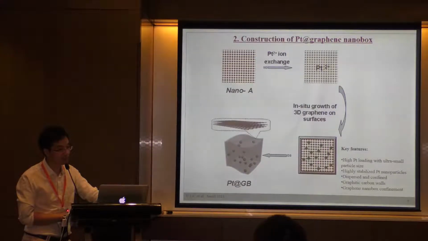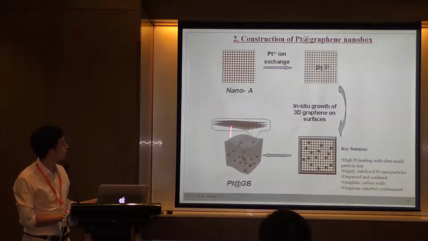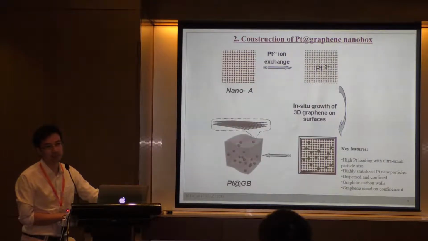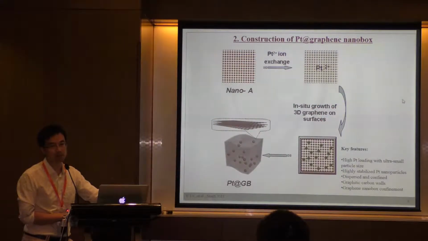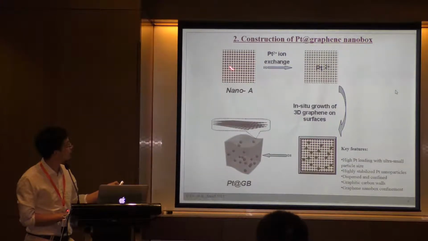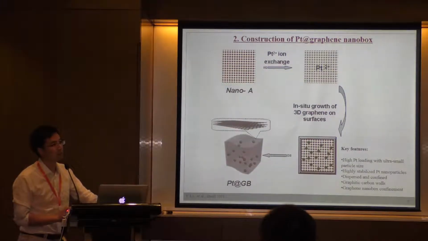So in this case, I think we have a good design to get platinum encapsulated in graphene nanoboxes. Here we use zeolite A as a template, because zeolite A has very small pore size, right? Methane cannot go inside the very small nanopores. So if we use ion exchange to put platinum ions inside these very small nanopores, and then we use CVD with methane as a carbon source, because methane is not accessible inside these tiny nanopores.